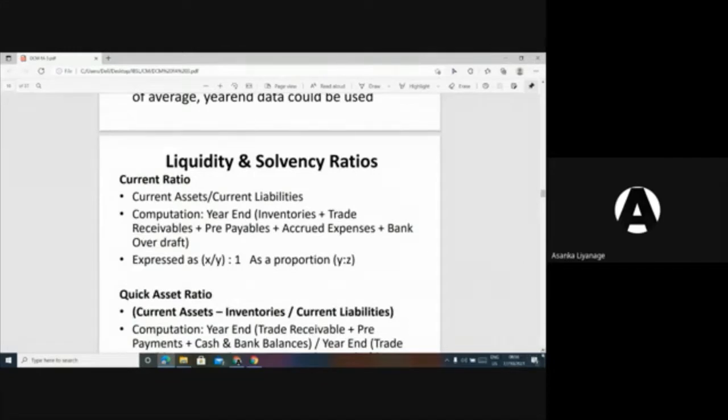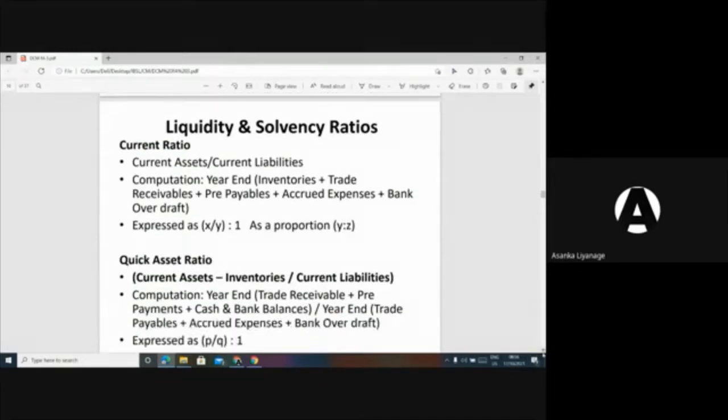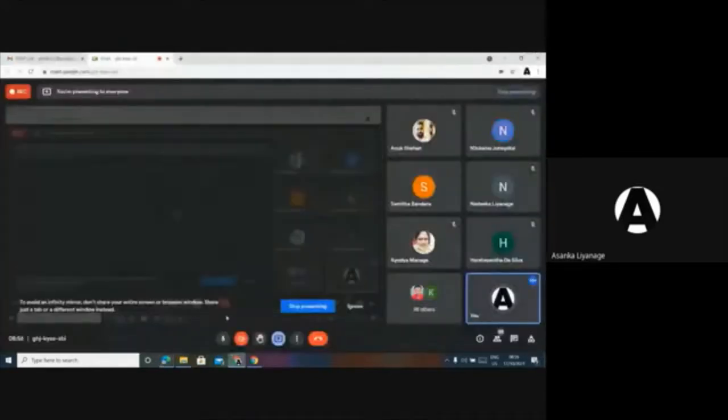Right. We'll then move on to the next category of ratios, that is liquidity and solvency. I'll give, since the time is 9 a.m., a 10 minutes break. Right. Please join at 9:10 again to discuss the balance sheet ratios. A 10-minute break.